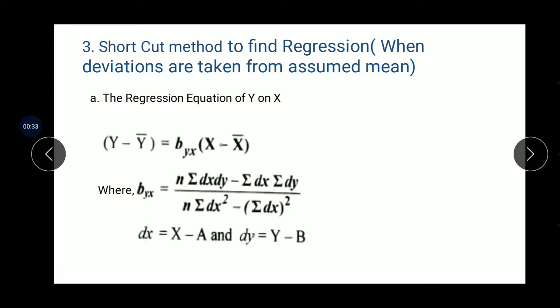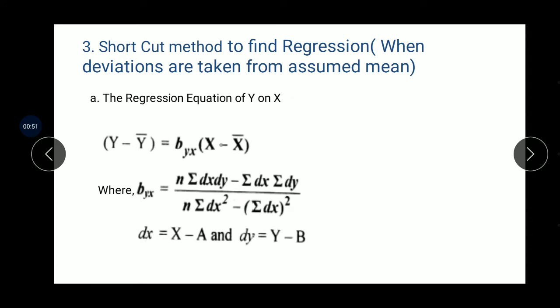Now this is the third method. This is the shortcut method to find regression, and here we'll be taking deviations from the assumed mean. In the previous method we took deviations from the actual mean, but here we'll be taking deviations from the assumed mean.